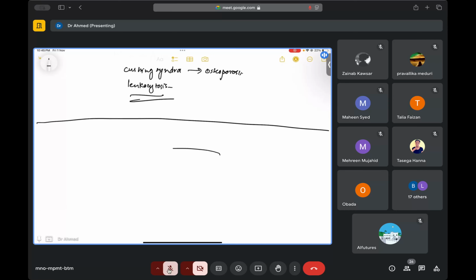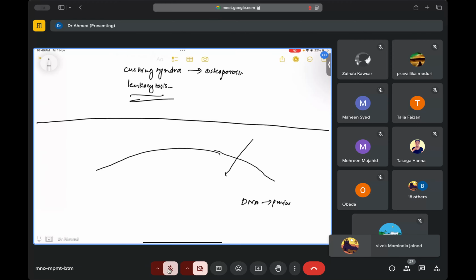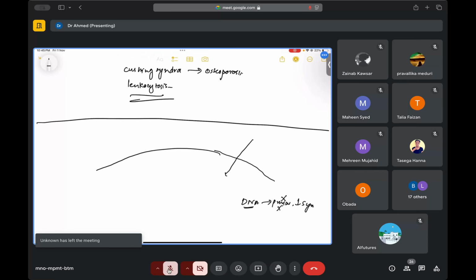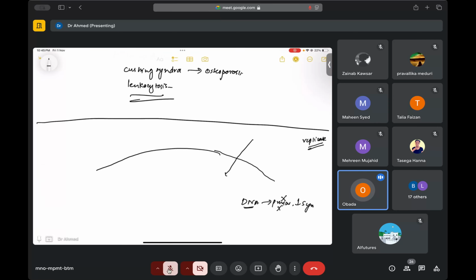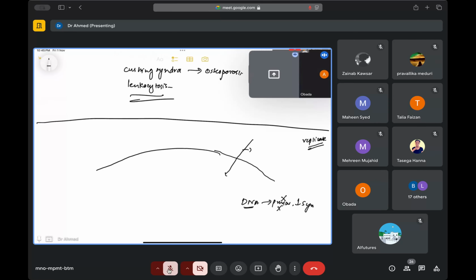For example, this is your cell. Inside your cell you have DNA. DNA is made up of purines. If I am giving drugs which inhibit the synthesis of purines, your DNA won't form. If your DNA isn't forming, take the example of your B cells and T cells. They cannot replicate. It means these drugs are again immunosuppressants.